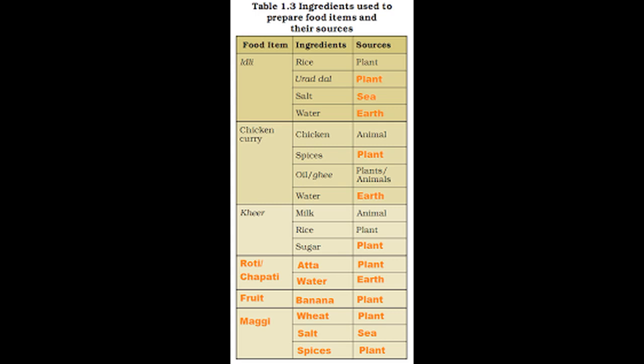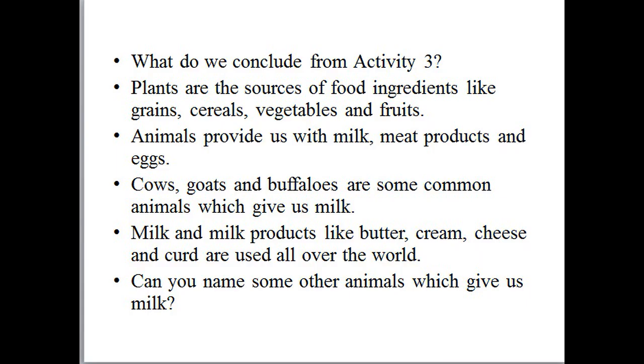What do we conclude from activity 3? Plants are the source of food ingredients like grain, cereal, vegetables, and fruits. Animals provide us milk, meat products, and eggs. Cows, goats, and buffaloes are some common animals which give us milk. Milk and milk products like butter, cream, cheese, and curd are used all over the world.